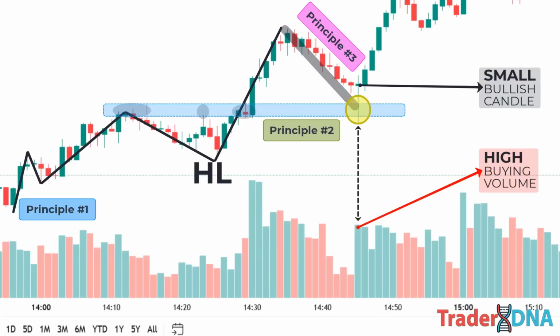But wait, there's more. Let's analyze the market's previous behavior at this support level. Check this out. There was a massive bullish candle with high buying volume at almost the same price level where our pin bar just formed.